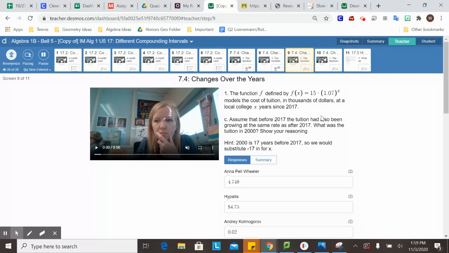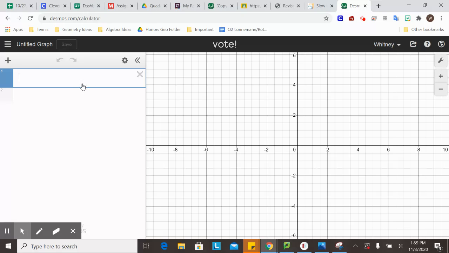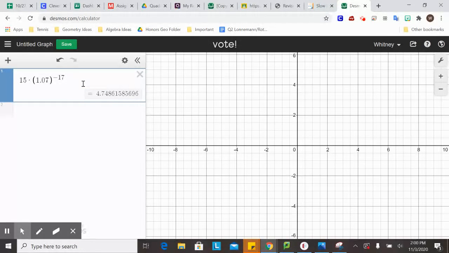Okay, so assume that before 2017 the tuition had also been growing at the same rate. What was the tuition in 2007? My hint was that 2007 is 17 years before 2017. So we substitute negative 17 in for x, and we would use Desmos. We flip over to Desmos, and it was 15 times 1.07 raised to the x power. Well, x is years since 2017, and we want 2007, so instead of an x, I would put negative 17. And that's where I'm getting the 4.74, 4.75.